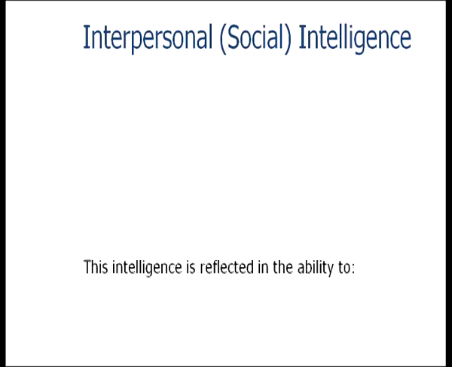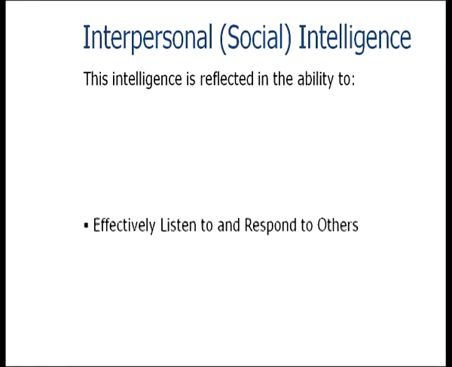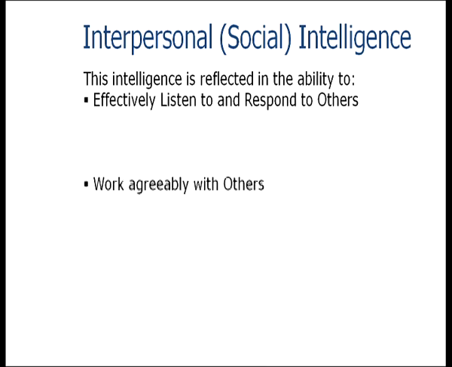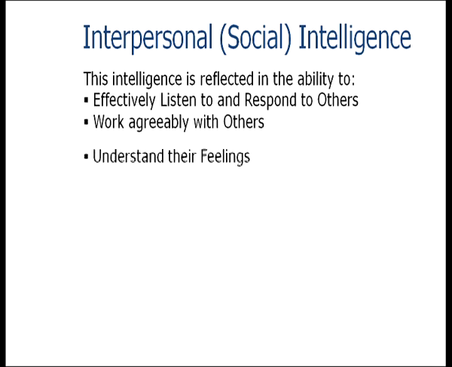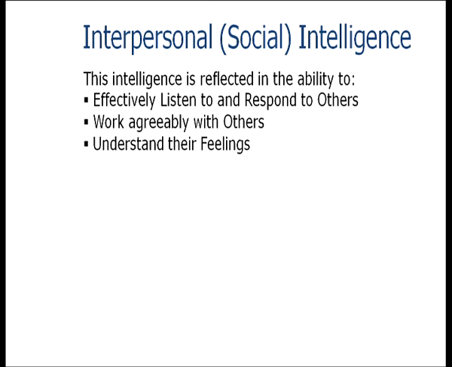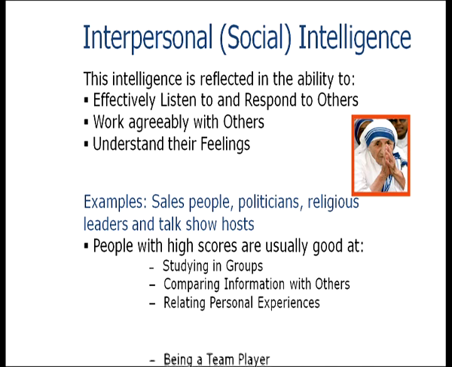The next form of intelligence that Howard Gardner gave was interpersonal or social intelligence. Now, when we say interpersonal intelligence, it is reflected in the ability to listen effectively and respond to others, to work in groups, to understand their feelings, and generally salespeople, politicians, religious leaders, and talk show hosts are found to be very good in interpersonal or social intelligence. The next intelligence that Howard Gardner has talked about is the intrapersonal intelligence.